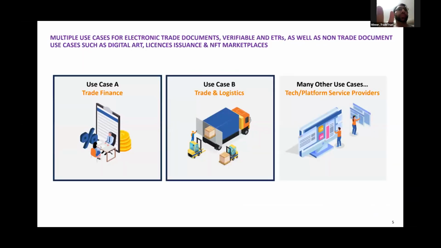There are multiple use cases for TradeTrust. Specifically, our team in IMDA is focusing on the trade logistics use cases, so either trade finance or trade logistics, and we leave the other ecosystem players out there to talk about the more niche areas of digital art, supply chain, and whatnot.